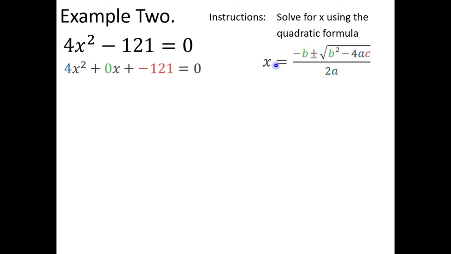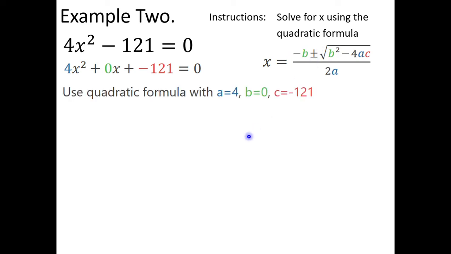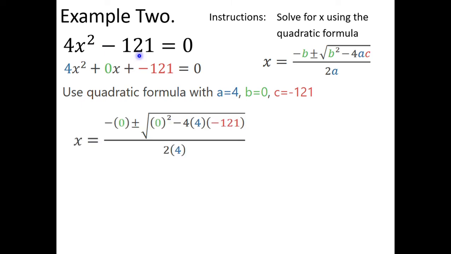So, quadratic formula, the plus and the minus terms, we're going to use a is 4, b is 0, and c is minus 121 because there's a minus sign in front of the 121. So plugging into our formula, b is 0, and again here b is 0. This is minus negative 121. So it's negative times negative. Negative times negative is positive.